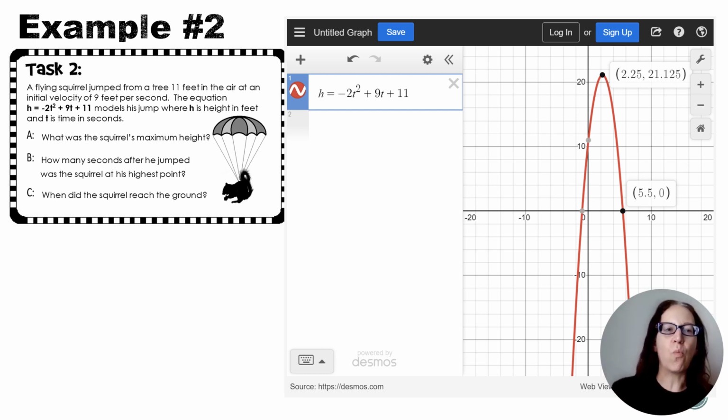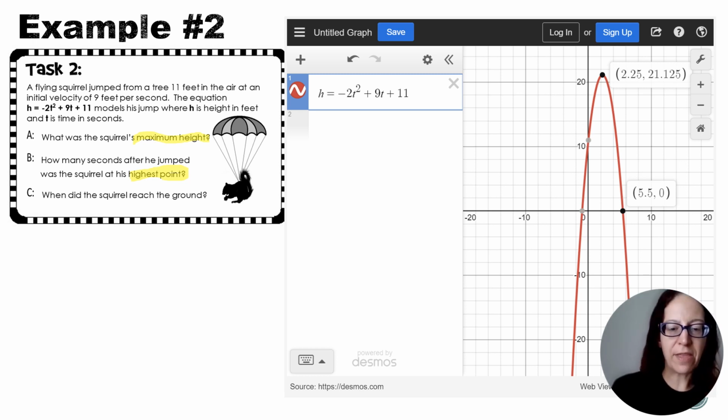So in this problem, we are asked, what was the squirrel's maximum height? As soon as you see maximum height, you know you're thinking vertex. Question B, how many seconds after he jumped was the squirrel at his highest point? Just to make sure we are all good with that, maximum height means vertex, highest point also means vertex. The problems are not always phrased exactly the same way. And then question C, when did the squirrel reach the ground? Which is almost the same question that we had last time. One thing I do like about these particular problems is they change the questions up, but not too much, just a little bit.